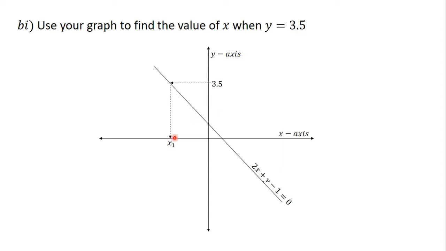So just as we did when we were solving the previous question, to find the value of x when y is equal to 3.5, you look for 3.5 on the y-axis, you trace it to meet the straight line, then where it meets the straight line, you trace it to meet the x-axis. That will give you the value of x when y is equal to 3.5. Now, let's apply this on the graph.